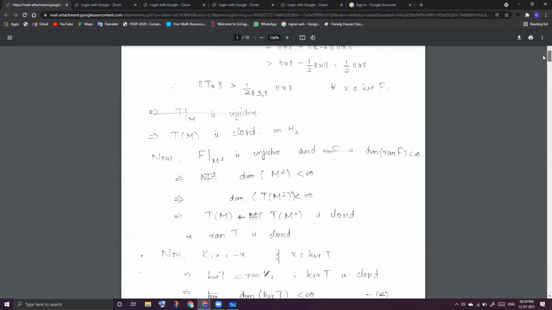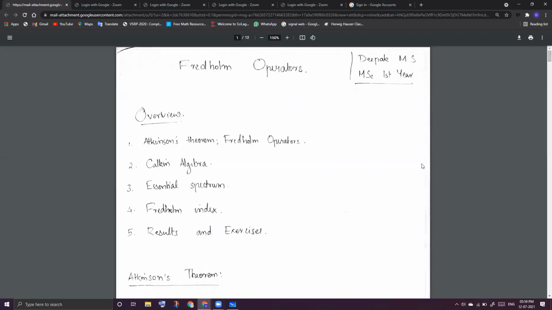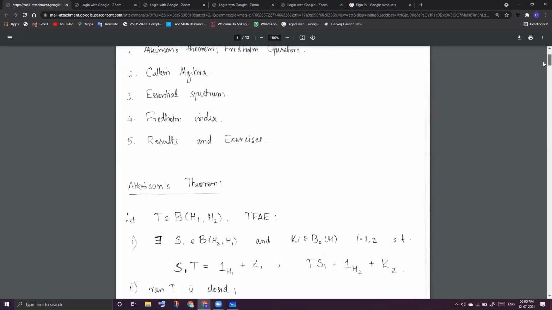So what is Arka going to do? After this, I just go till the index definition and a bit of results after that. And then he goes to prove that the index of T plus a compact operator, if T is Fredholm, is equal to the index of T. Such results are there, so those he will prove from there. So I'll be proving till about half of this.